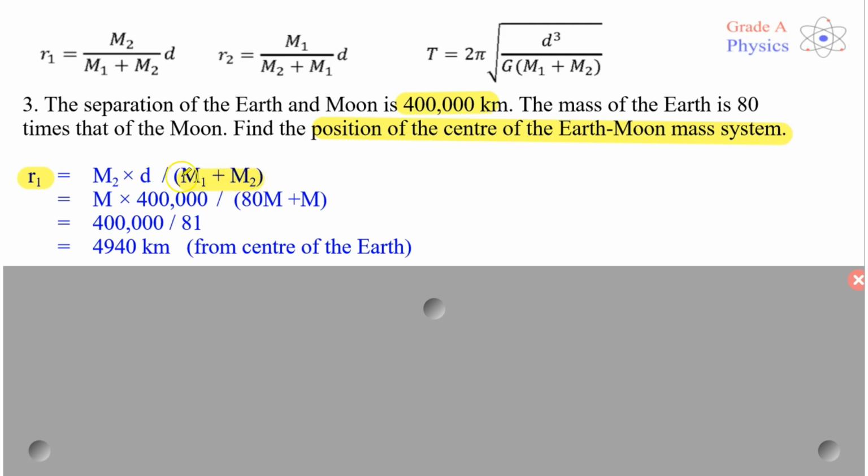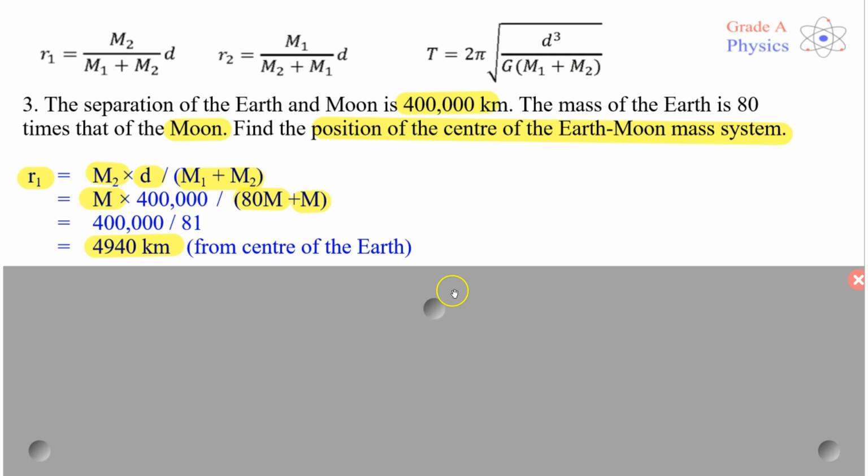So M1 plus M2, we'll come to that in a moment. D, we're told, and we can leave that in kilometers. M2 is going to be the mass of the other thing. So this is where we have to be a little bit algebraic. So let's say M is the mass of the Moon. I think that's right. Yeah, so that's the value we don't know. 80M is the mass of the Earth, so it's 80M plus M, which is 81. So M on top and M on the bottom, and they're going to divide and cancel. So we don't actually need to know the masses. So that's quite a useful thing to be aware of. So it's just 400,000 divided by 81, and we get our value 4940.